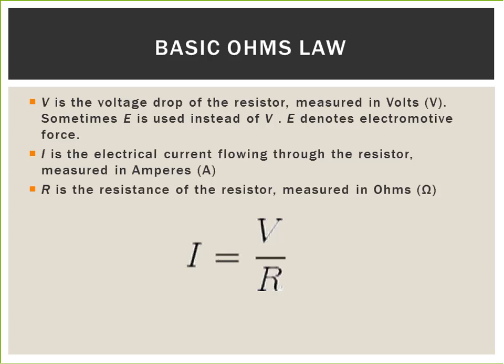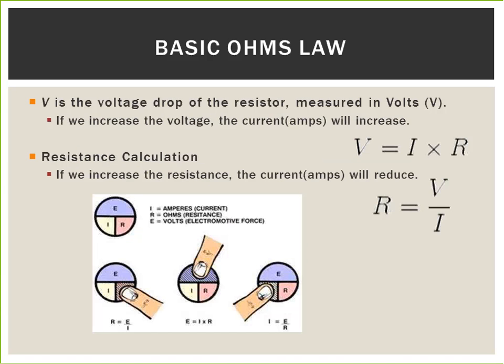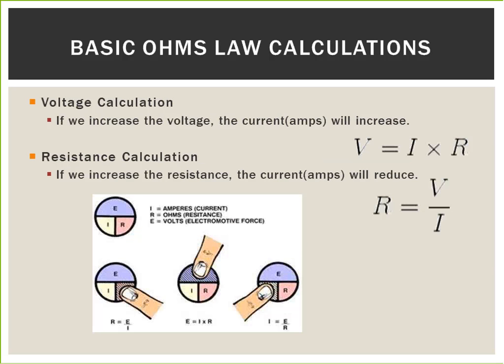For the next slide, you will need to note that V and E symbols are interchangeable, as indicated in the first bullet point. As long as you know two of the variables for the Ohm's law formula, you can figure out the third. The easiest way to find the variables is to use a meter, either a multimeter, ohmmeter, or a voltmeter. On the screen, you can see two ways that the equation can be rearranged, showing us that if we increase voltage, the current will increase. And if we increase resistance, current will reduce.